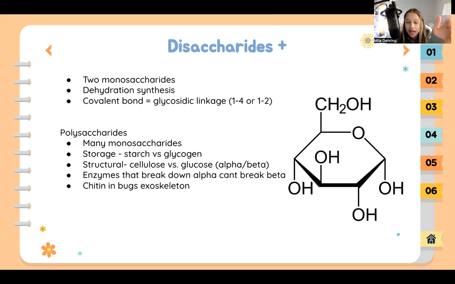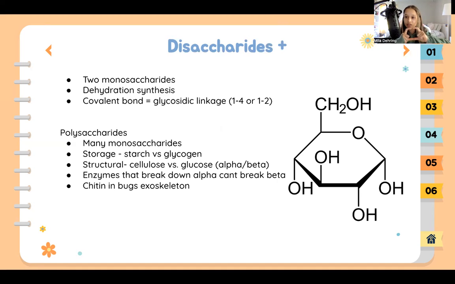When humans eat starch, which we do in our fruits and typically our vegetables, we're not able to actually digest the starch. So that's going to pass through us as insoluble fiber. Thus, you're able to find the net carbs by deducting the insoluble fiber from the carbs on the back of your nutrition labels. Then we have structural polysaccharides, which are cellulose versus glucose. And cellulose is the structural polysaccharide for plants.